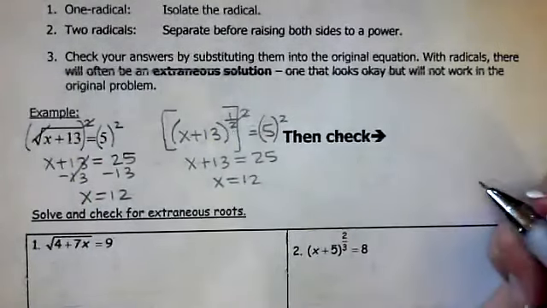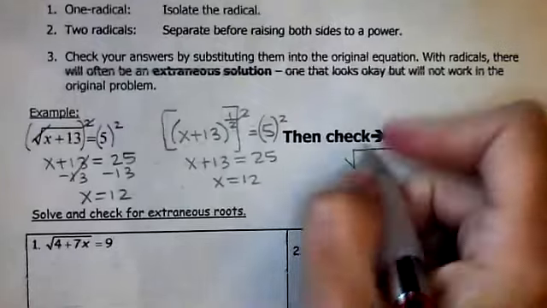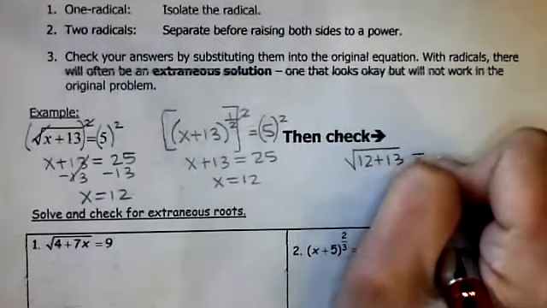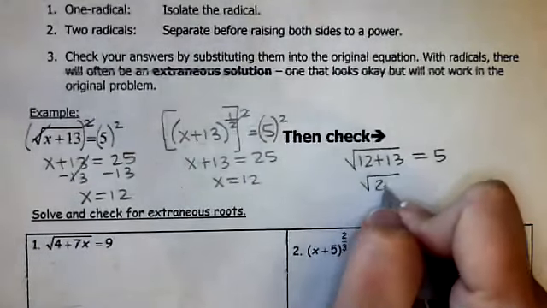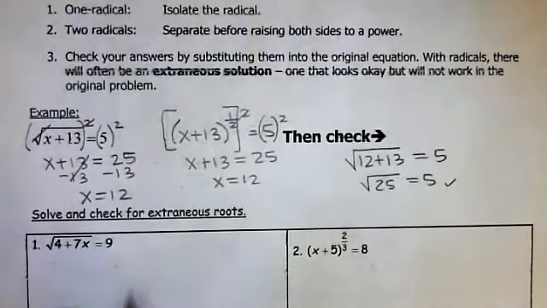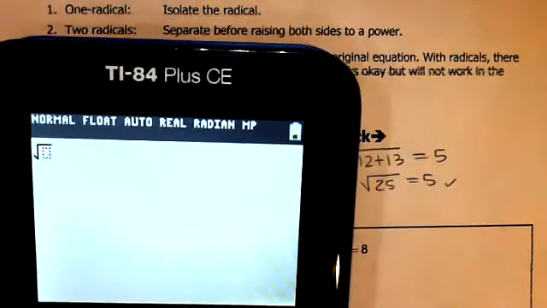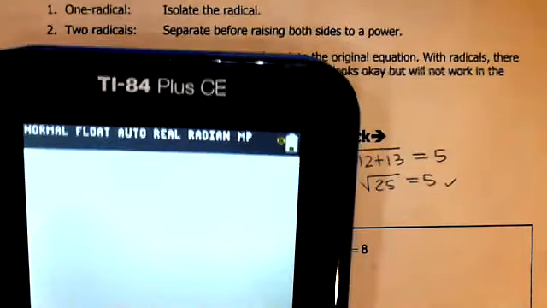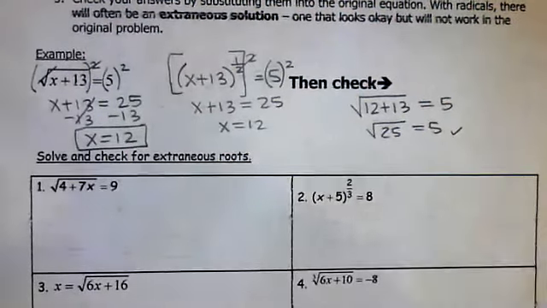All right, now to check our work. You can do that by plugging it in and doing it algebraically, or you can use it on the calculator. I'll show you both of those. So we do the square root of 12 plus 13 is equal to 5, and we're checking to make sure this is a true statement. And so this would be the square root of 25 is 5, which is a true statement, and so that is our answer. 12 would be our answer right there for x. All right, to check this on the calculator here, we would do the square root of 12 plus 13. It is 5, which is what it said it was equal to here. So that works.